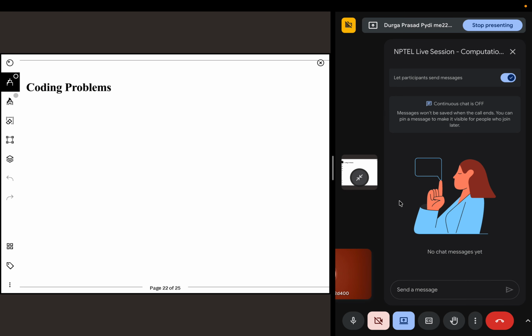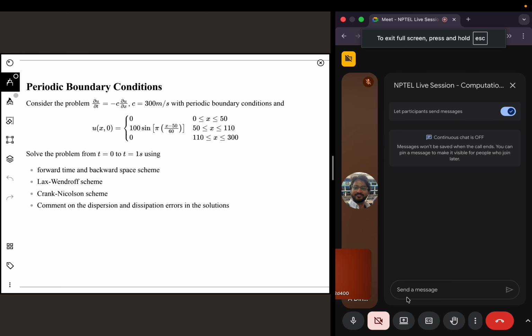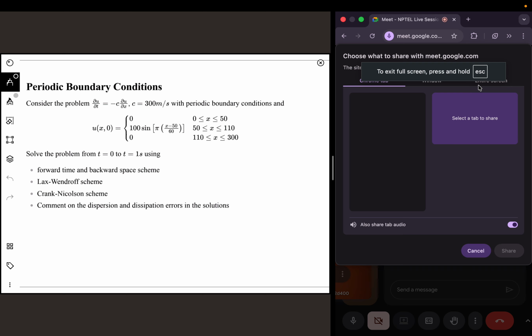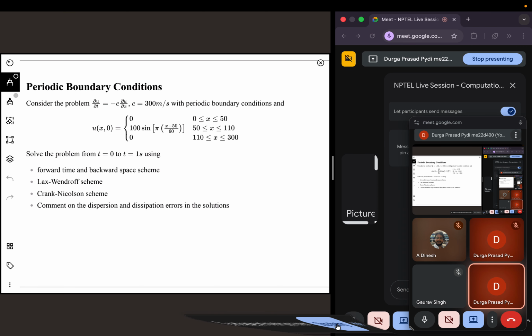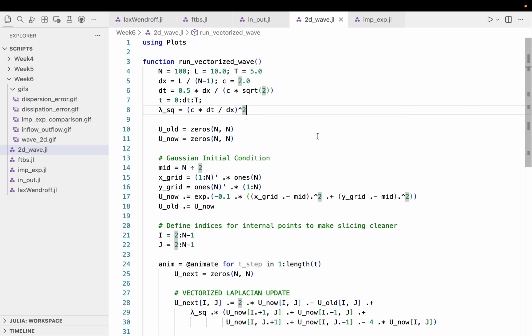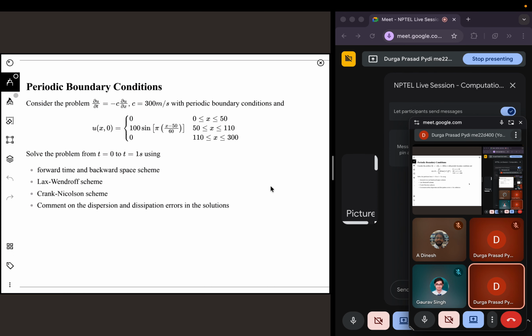So now we'll take up some coding to actually see how this, which is already discussed in the lecture, behaves. We'll just try to vary the stability parameters and see how this actually changes our solution. Just let me show the problem. So the problem we are having is the same 1D wave equation with the speed as 300 meters per second.